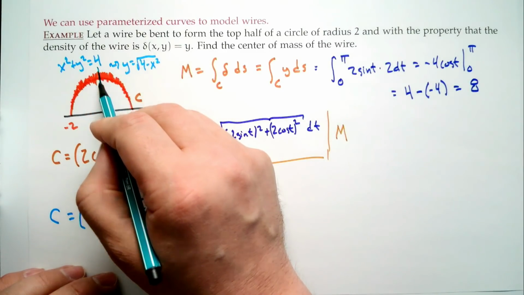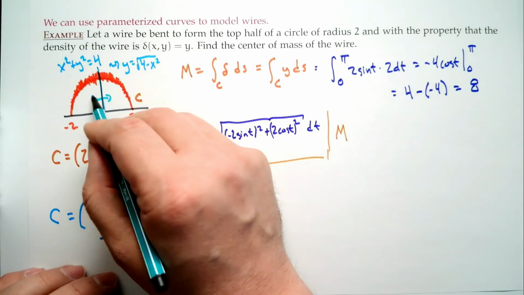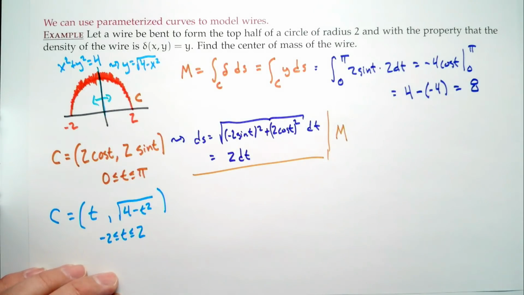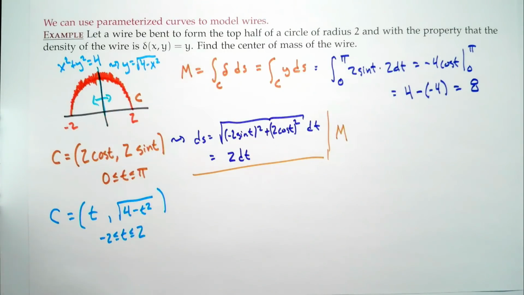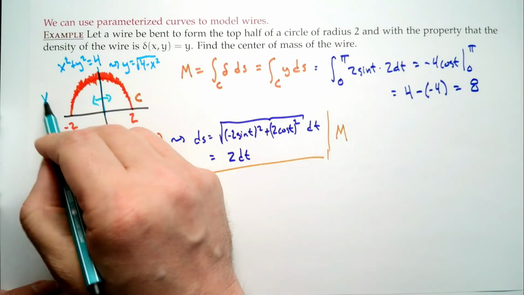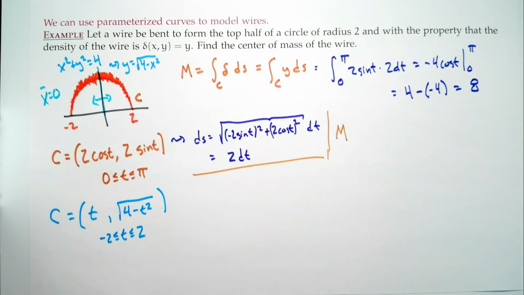Well, we can save ourselves work by seeing the symmetry. In other words, if you flip it across the y-axis, you're going to get the same shape, same density, which means wherever your center of mass is, it has to be on the y-axis. Well, that tells us that x bar is going to be 0. So we don't need to do the integral that leads to x bar. We need to do the integral that leads to y bar.